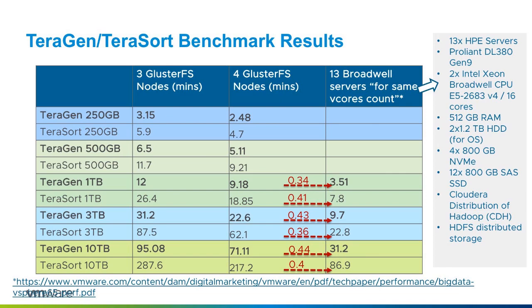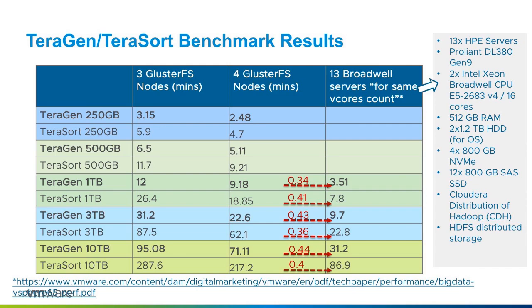So this is the white paper that was published last year in VMworld by VMware. It's about benchmarking data analytics with TeraSort and TeraGenerate. However, it's a different environment. It's an environment with 13 physical machines, HPE machines, with dual socket Broadwell processors per machine. It has half a terabyte of RAM, and for each physical machine there are 2 mechanical disks, an 800 gigabyte NVMe and the 12 SAS drives for the capacity tier SSD.